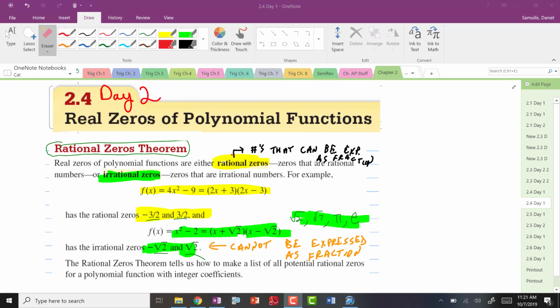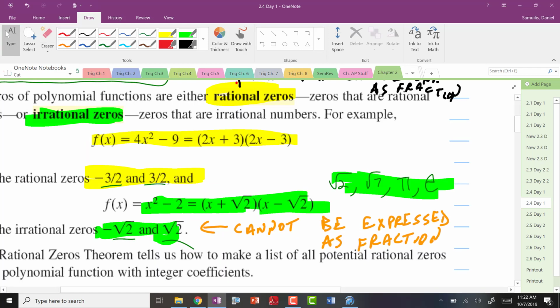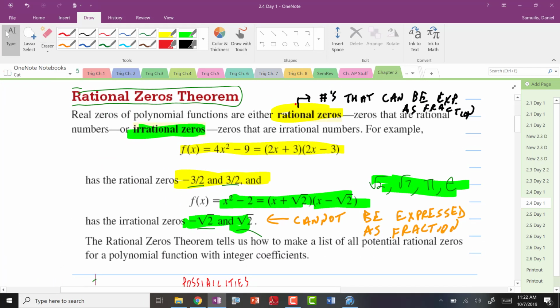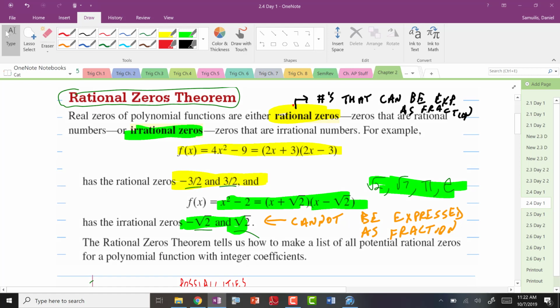Just so you understand what rational zeros are compared to irrational zeros. There we go. Just wanted to zoom in on this. So first of all, you have to know what a rational number is. It's a number that can be expressed as a fraction, which I put up there.